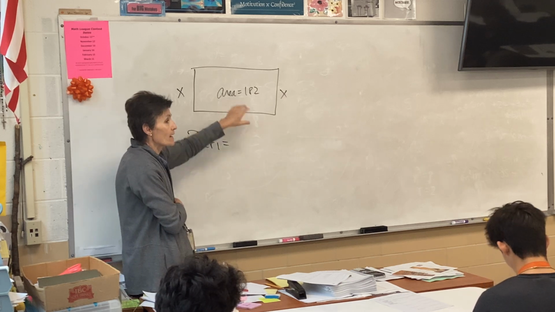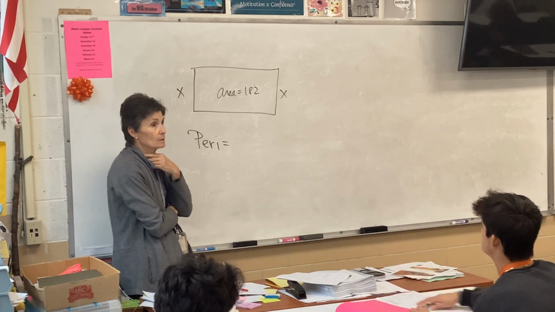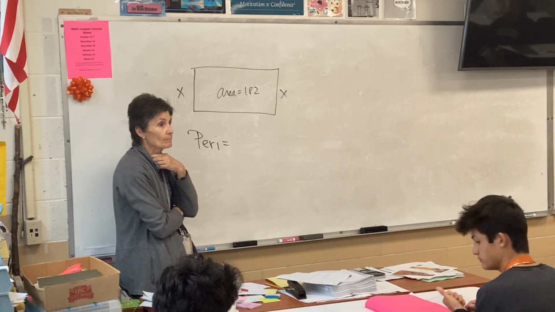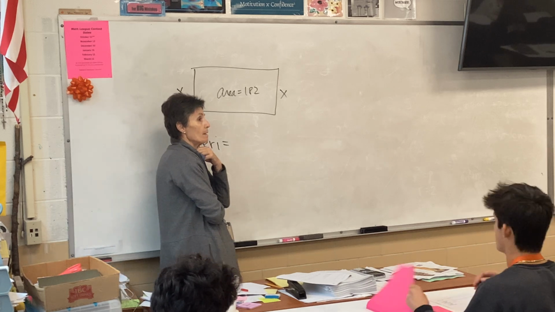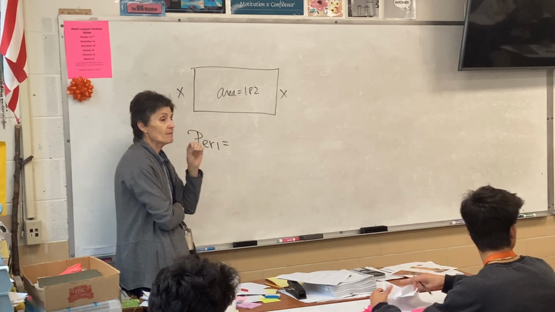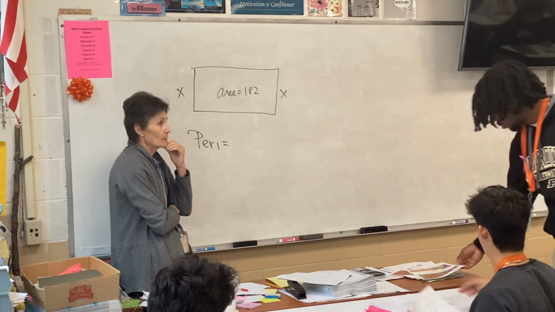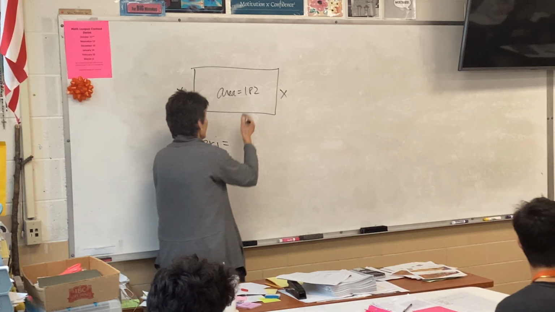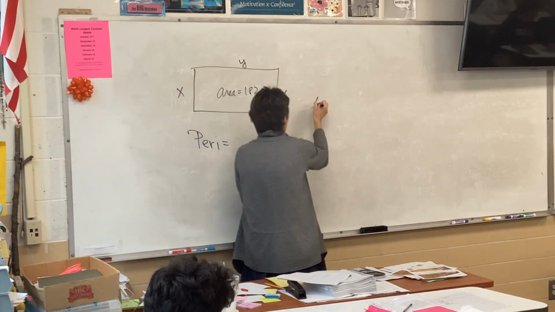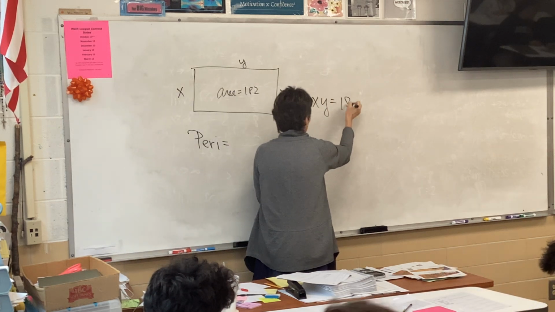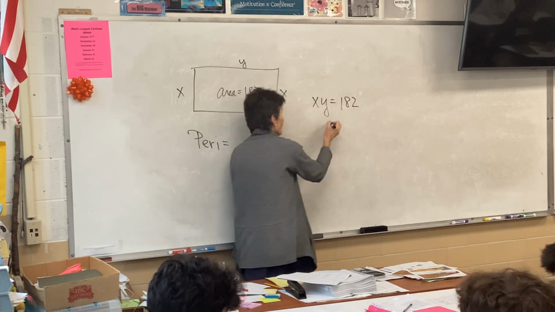Okay, you know the area is 182. No, guys, stop. How do you find area? Length times width. So if I call this y for just a moment, doesn't x times y have to be 182? Yeah. So what's y?